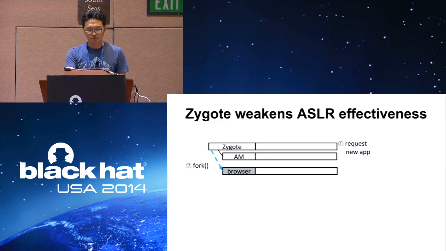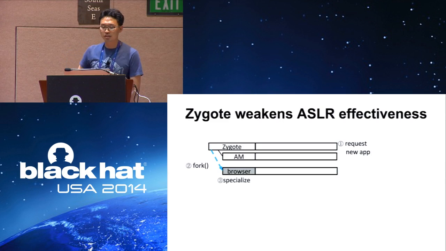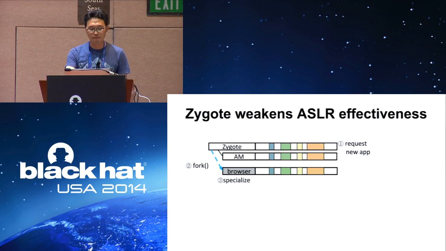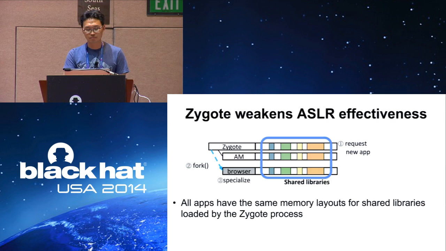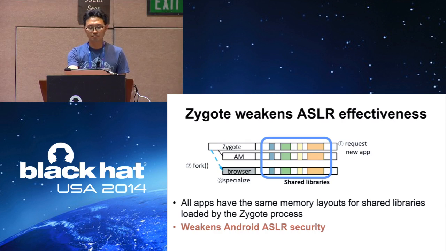So let's say this is the browser, and you load up the browser by specializing it. Specializing means that you load the specific application. But because this is forking, every single module layout is the same, and these are all the shared libraries. So all applications have the same memory layouts if we are relying on the Zygote. And we say this weakens the Android ASLR security.